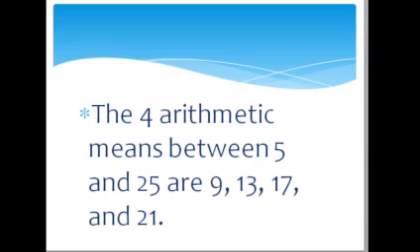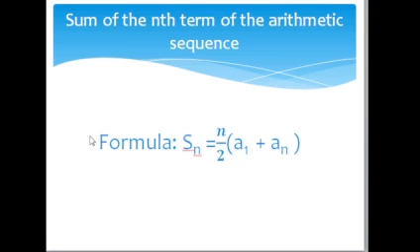Okay, now we will go to the sum of the nth term of the arithmetic sequence. Our formula here is S sub n equals n divided by 2 times a sub 1 plus a sub n. So this is the formula for the sum. The S there indicates the sum.